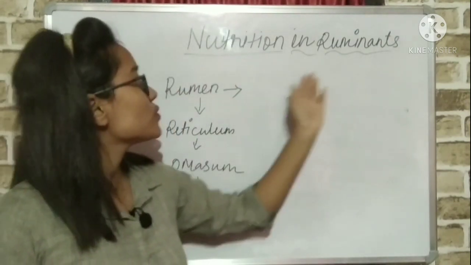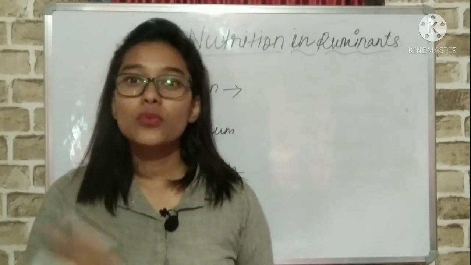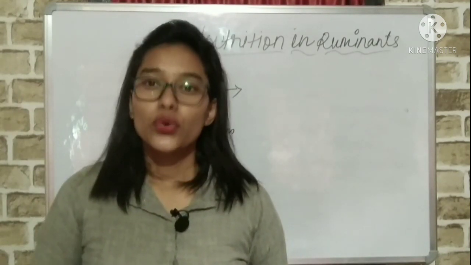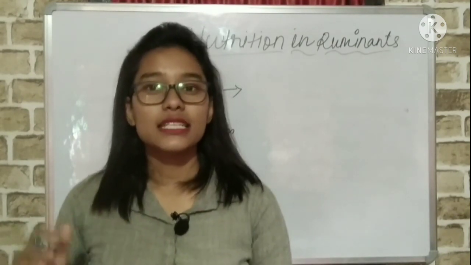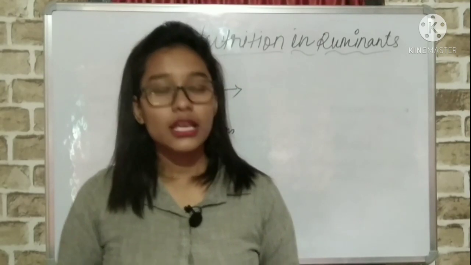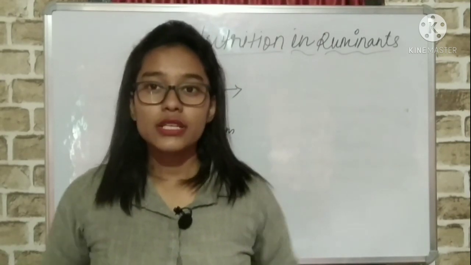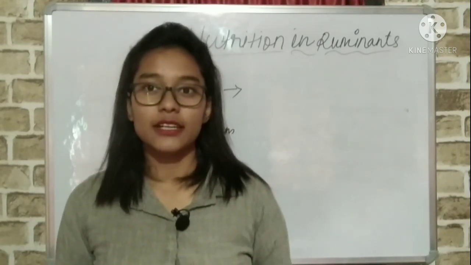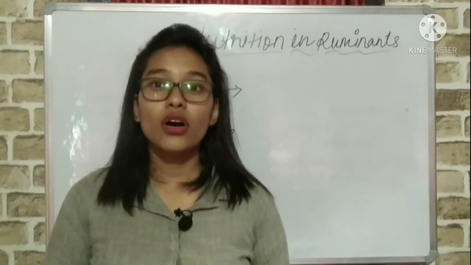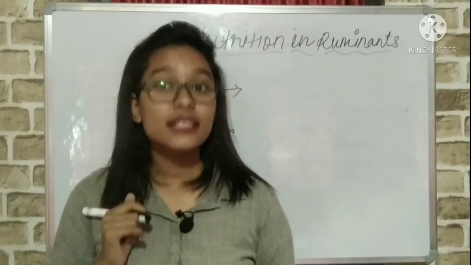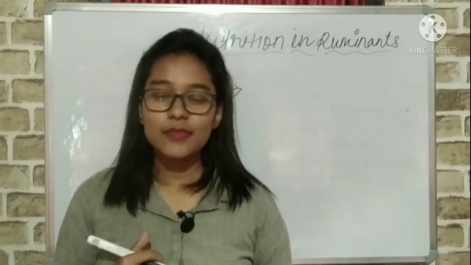Now in this video we will discuss nutrition in ruminants. So what are ruminants? Ruminants are plant eating animals. Some examples of ruminants are cow, goat, camel, horses. You see, ruminants have a very complex digestive system. The digestive system is very interesting because they have 4 chambers in their stomach. So we will discuss it.